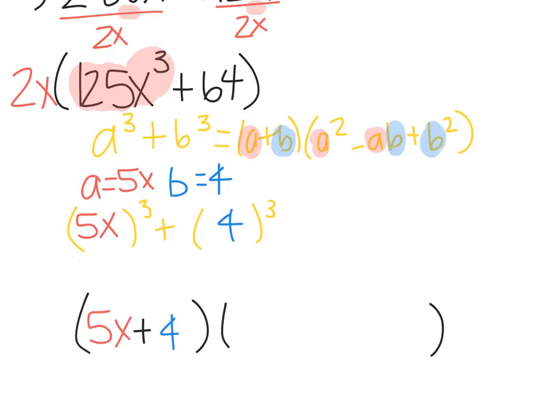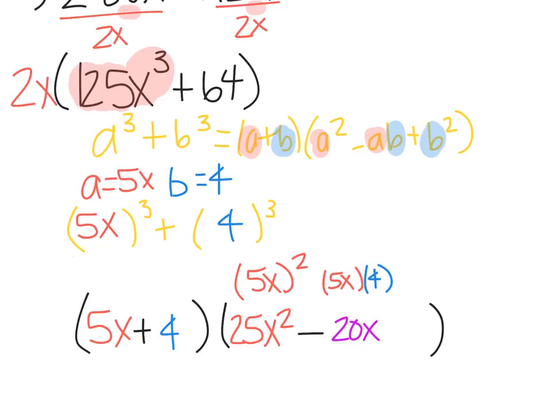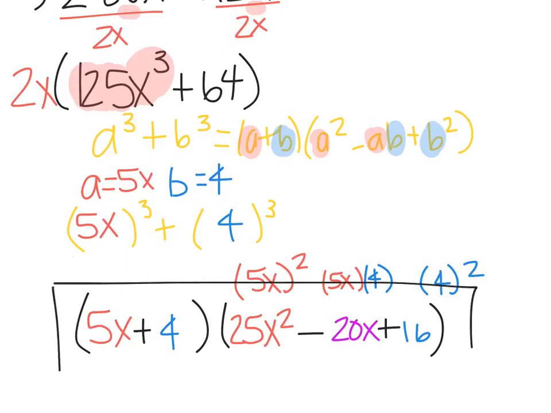And then the next part says a squared, which means I need to take 5x and I need to square it. Keep in mind, when you square 5x, you are squaring the entire quantity, not just the 5, not just the x, so it's really 25x squared minus a times b would be 5x times 4, and 5x times 4 would be 20x. And the last part says b squared, which would be 4 squared, so that's going to give us plus 16. So my final answer to this problem would be 5x plus 4 times 25x squared minus 20x plus 16.